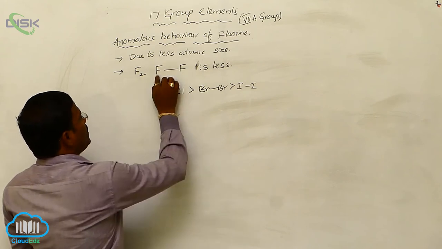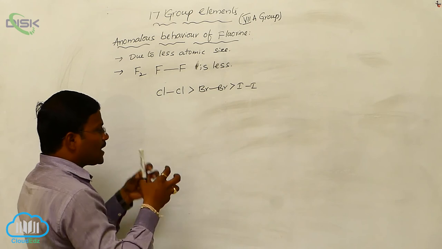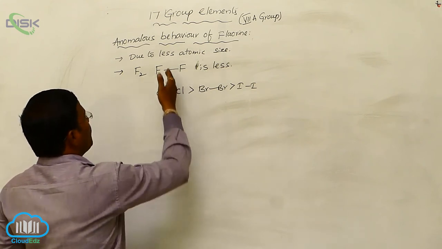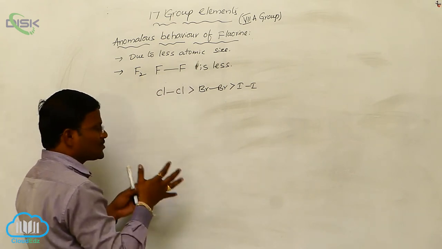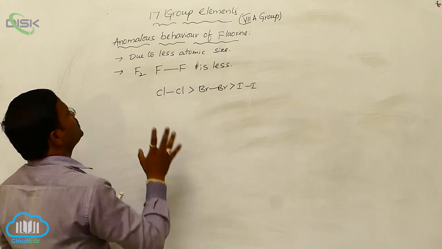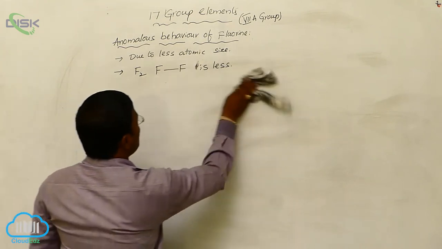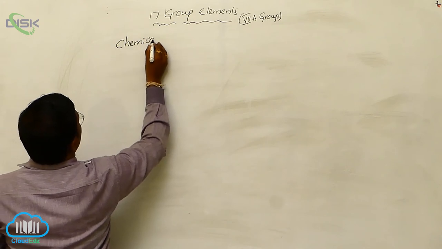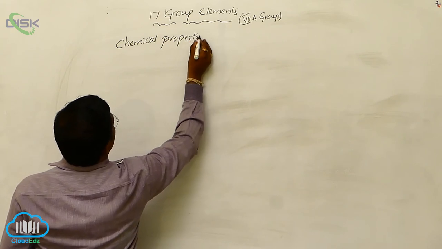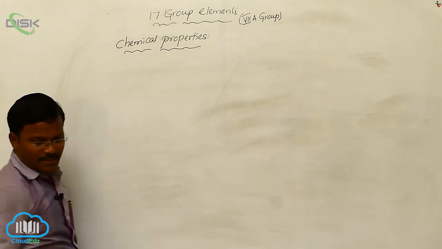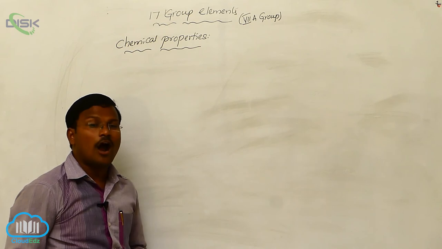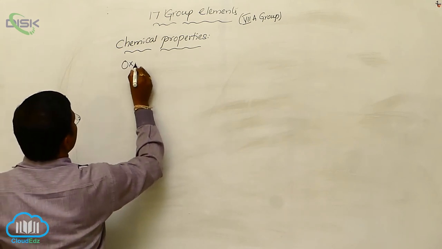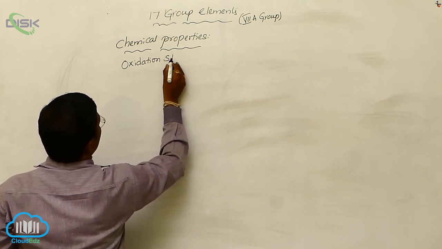This is because when the atomic size of two fluorines is very small, inter-electronic repulsions take place between the electrons of this fluorine and the electrons of that fluorine. When the electron repulsions are more, the bond can easily break and the fluorine-fluorine bond dissociation energy decreases. So this is some anomalous behavior observed with fluorine. And next one, chemical behavior or chemical properties of halogens. Let us learn the most important chemical property, oxidation states, which explains the entire chemical behavior of halogens.